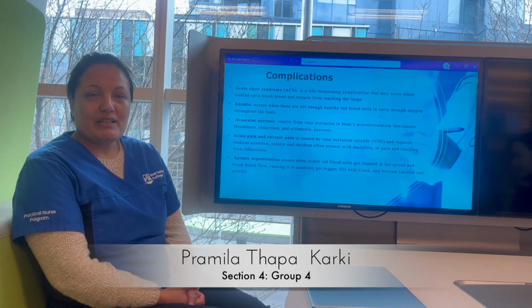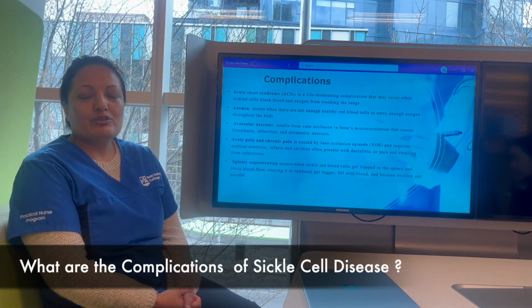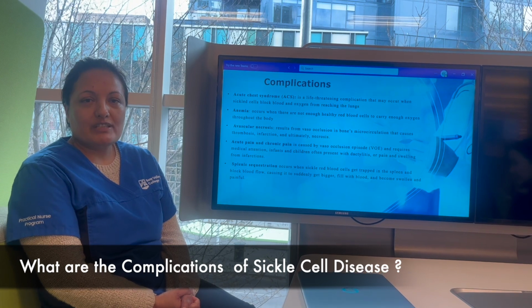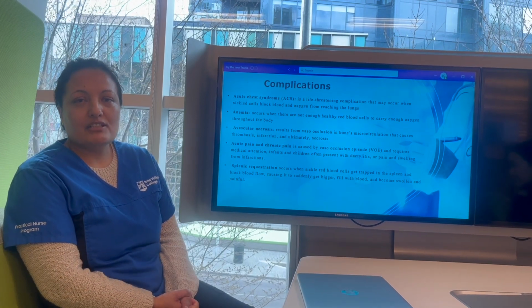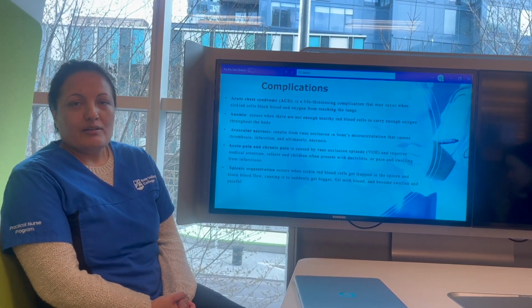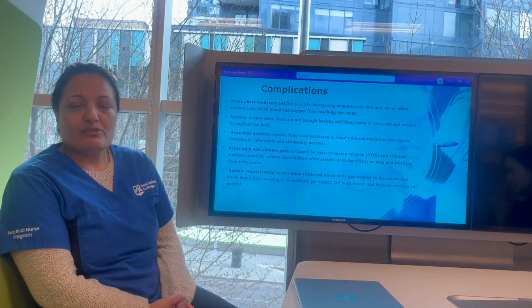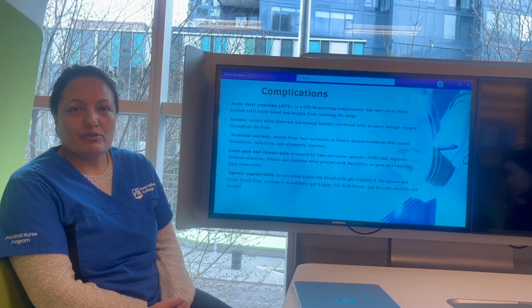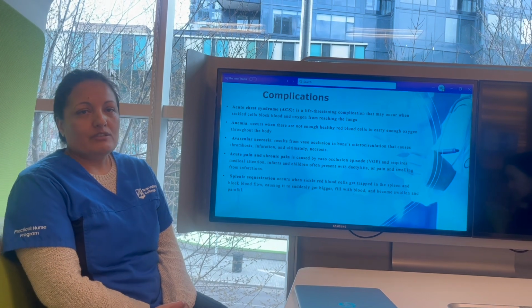My name is Pramila Thapa Karki. I am going to present the complications of sickle cell disease. Sickle cell disease mostly blocks the blood circulation and oxygen flow to the tissues.